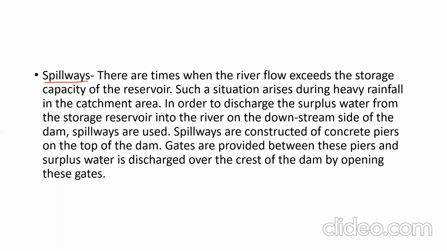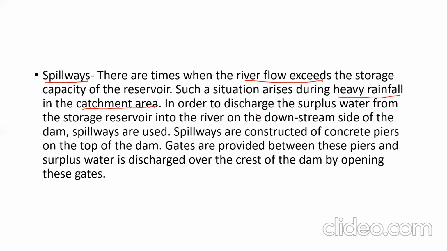I will show you that photo of the spillway, but before that we will read the information about it. There are times when river flow exceeds the storage capacity of the reservoir. Such a situation arises during heavy rainfall in the catchment area. Catchment area means the area from where the water is coming to the dam, the catchment area behind the dam.